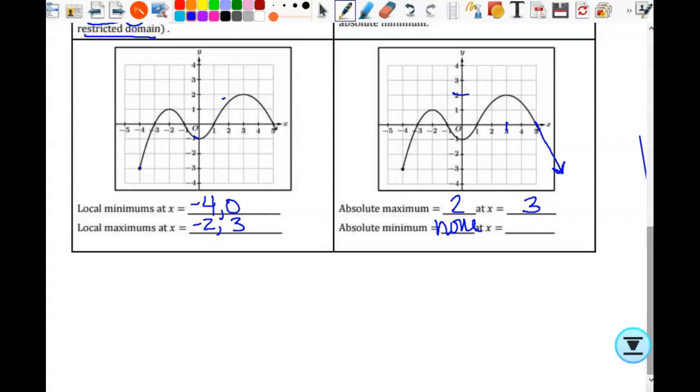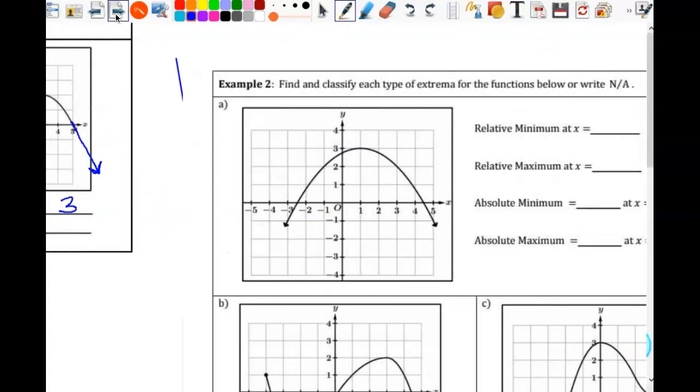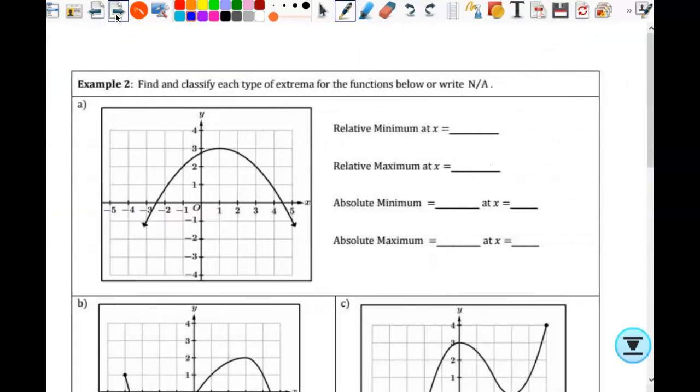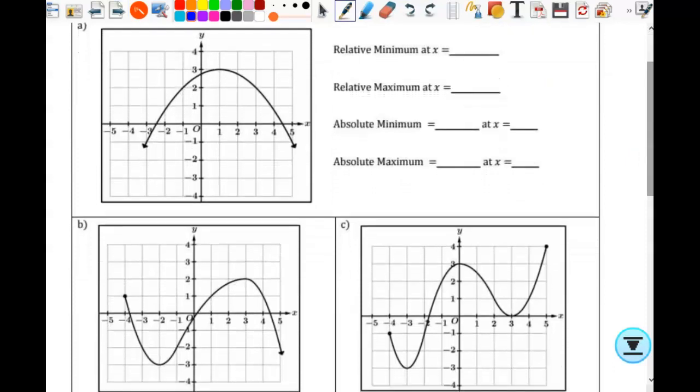What questions you got? We good so far? All right, flip it over. All right, so now we're going to find and classify each type of extrema for the functions below, or write NA. We're actually going to write none instead, is what I prefer, because that's what we've been doing. It's more consistent. All right, so relative minimum.